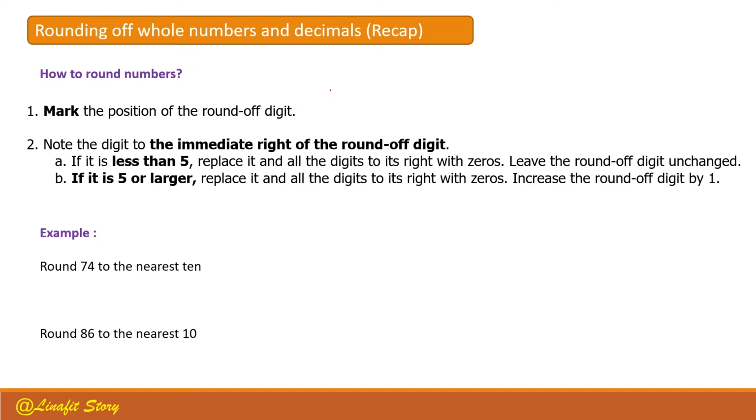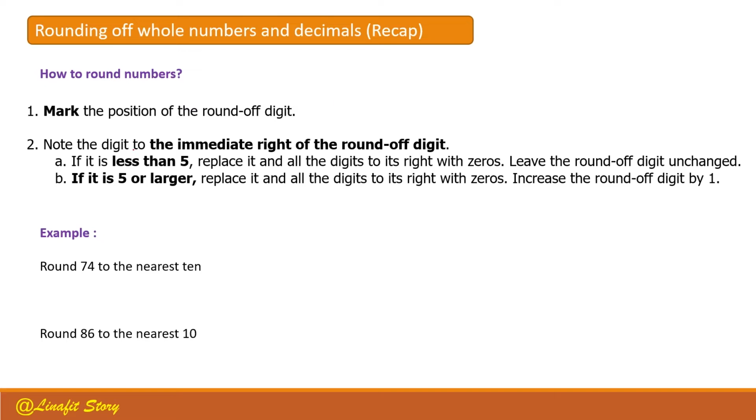If it is less than 5, replace it and all the digits to its right with zeros. Leave the round-off digit unchanged. But if it is 5 or larger, replace it and all the digits to its right with zeros. Increase the round-off digit by 1.